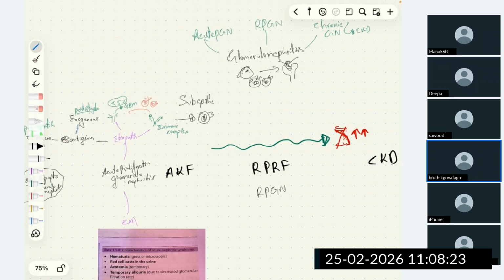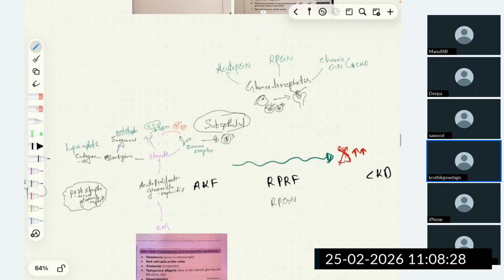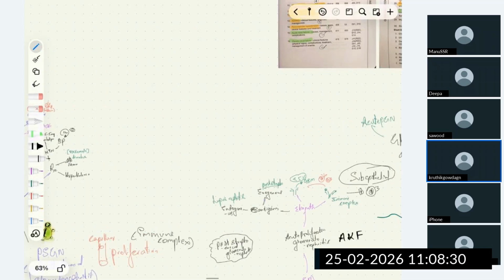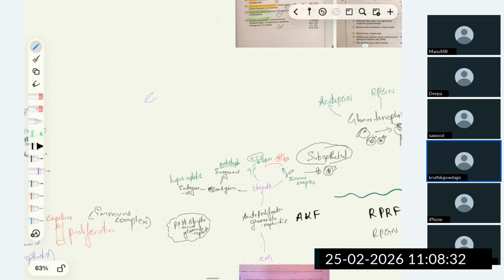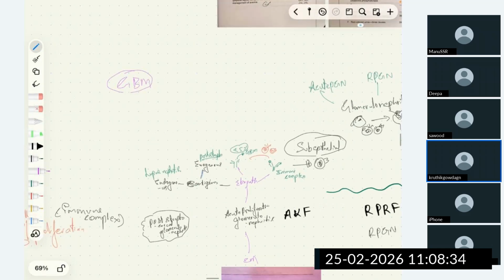Subepithelial layer. Let me explain what the subepithelial is. In the glomerular basement membrane, we have the capillary endothelium, followed by lamina densa, followed by podocytes.